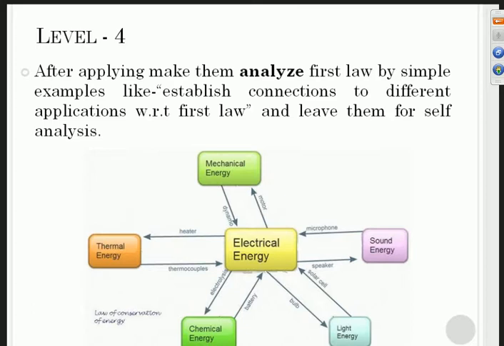If the student is understanding this level, then they will start analyzing. Consider thermal energy to electrical energy, thermocouples are required. Electrical energy to thermal energy, a heater is required. That means all the Bloom's levels are correlated one by one. So let us take one example. I am leaving sound energy, light energy, and chemical energy for your own understanding.